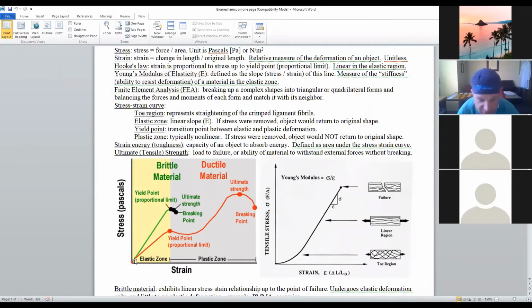Anybody can answer, but if you have a ductile material and you come up to here on the stress strain curve and then let the stress off, it follows that same stress strain curve and goes back to zero. So there's no plastic deformation.